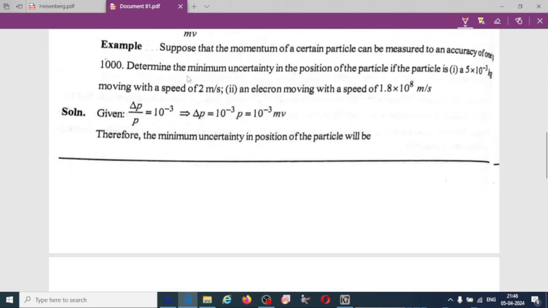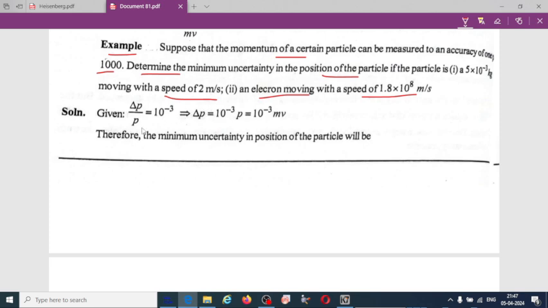So the next one. Suppose that the momentum of a certain particle can be measured to an accuracy of 1000. Determine the minimum uncertainty in position of the particle if the particle is, first one, 5 into 10 to the power minus 3 kg moving with the speed of 2 meter per second, and second, an electron moving with the speed of 1.8 into 10 to the power 8 meter per second.